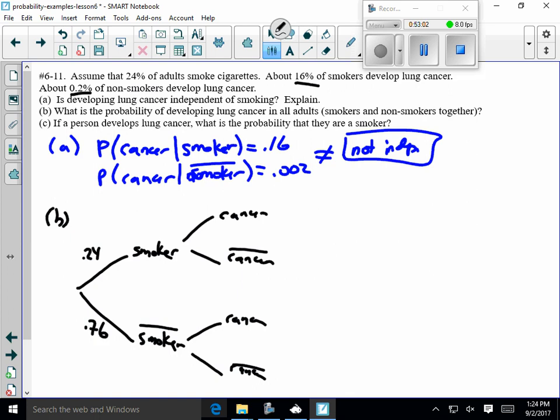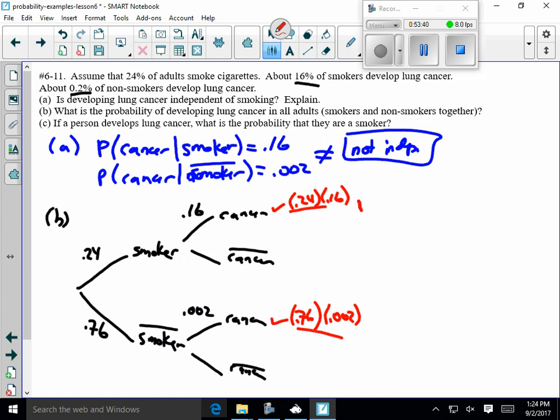If you are a smoker, then 16% chance of having cancer. So that's that conditional probability. If you don't smoke, 0.002 is the probability of having the lung cancer. Okay, so what's the probability of developing lung cancer, period? For that problem, we would just say you could develop cancer this way or this way. So if I'm a smoker and cancer, that would be 24% smoker times 0.16 of having cancer if you're a smoker. Or you could be the 76% of people who don't smoke and one of the 0.2% of people who get cancer even though they don't smoke. And then it could be this way or this way.